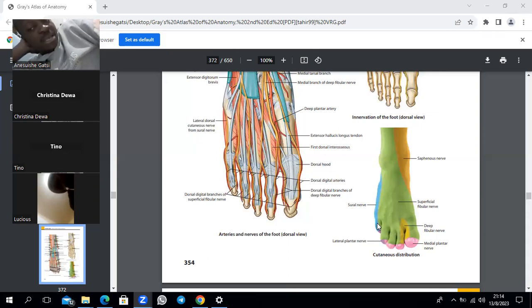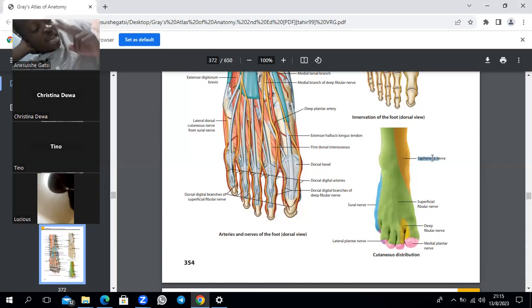Then this one will be a bonus to know that the lateral margin of the foot is innervated by the sural nerve. The medial margin, though not shown here, is innervated by the saphenous nerve. So just remember, saphenous is medial, sural is lateral. The saphenous nerve is the one that travels with a vein called the great saphenous vein. The sural nerve travels with the short saphenous vein.